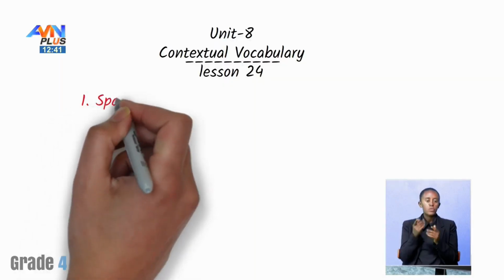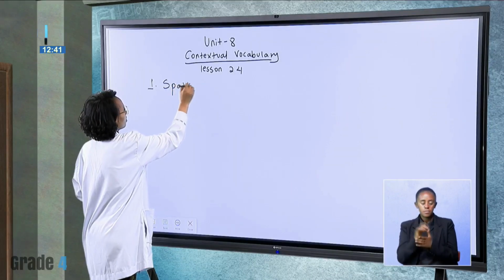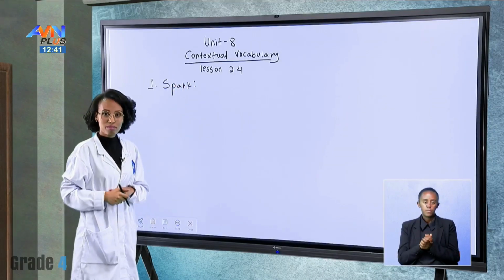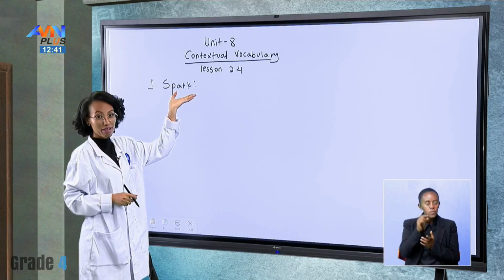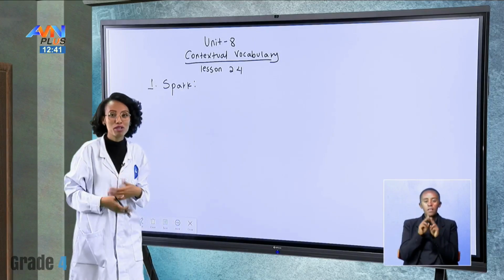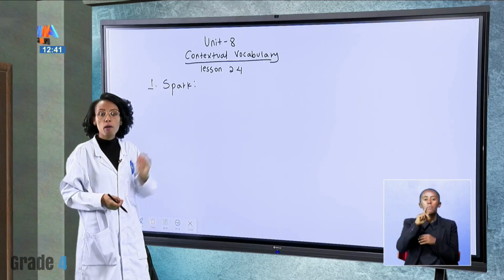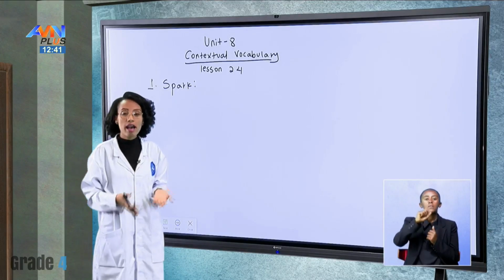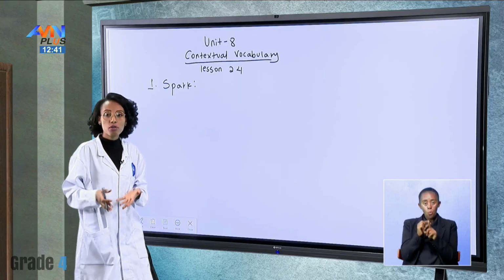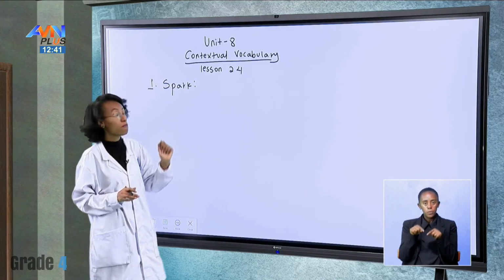The first one is spark. As you see here, we are using colon again. It has a very common use when we are writing sentences. Spark. Okay, spark. That is the word that we are going to focus on. That is the first word that we're going to focus on today. That is the first vocabulary.